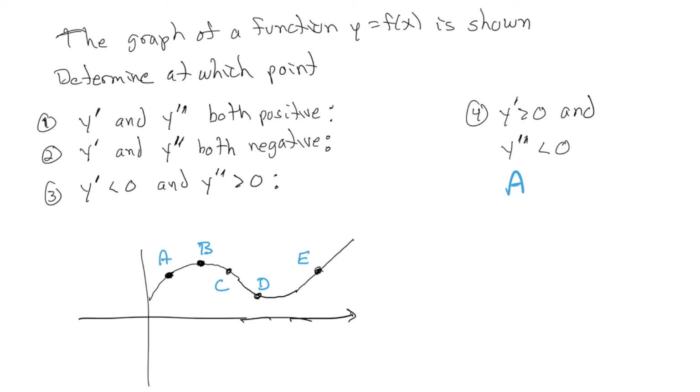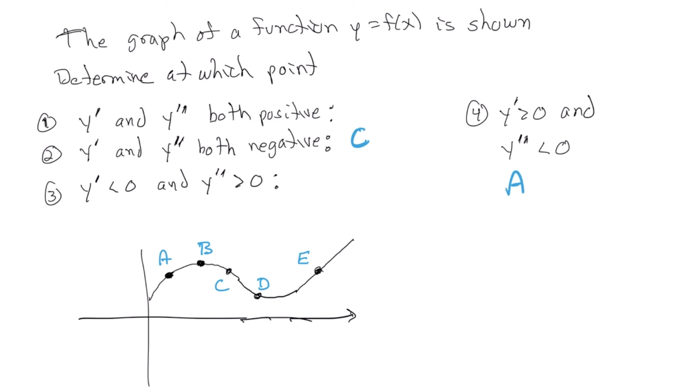Now letter C is on a point where the function is decreasing, so y prime would be negative. And it's on a point where the function's concave down, so y double prime would be negative. So point C is going to go into number 2. So y prime and y double prime are both negative. We're decreasing and we're concave down.